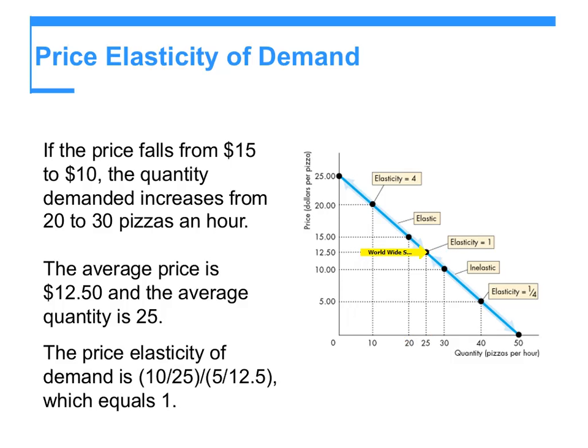Simply 1. Okay? Because the change in quantity and the change in price, if we divide these two together, they are the same. They are equal. The change in quantity over average quantity, divided by the change in price over average price, equals 1. This is what you get here. Exactly here.